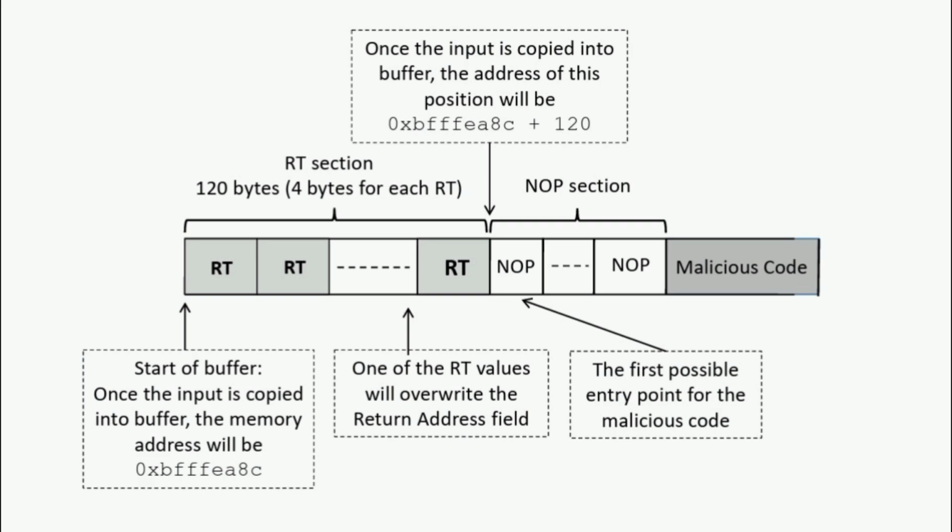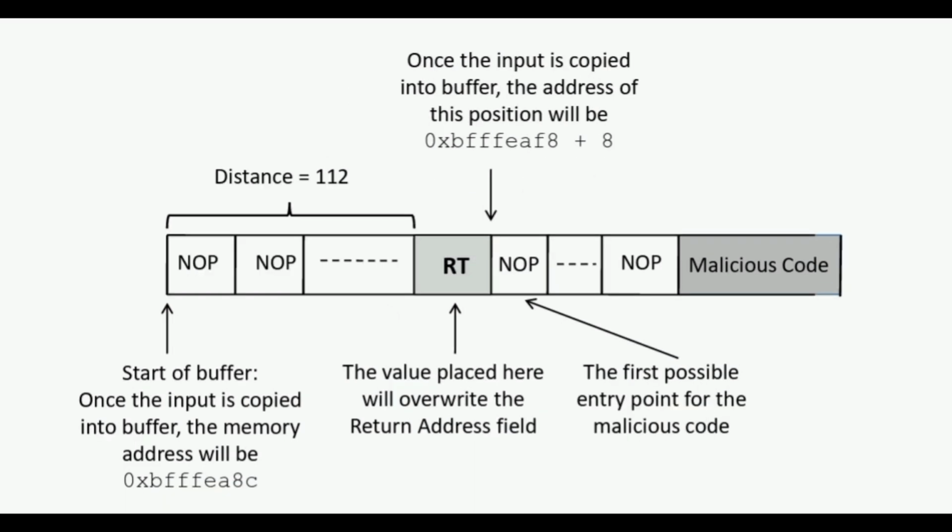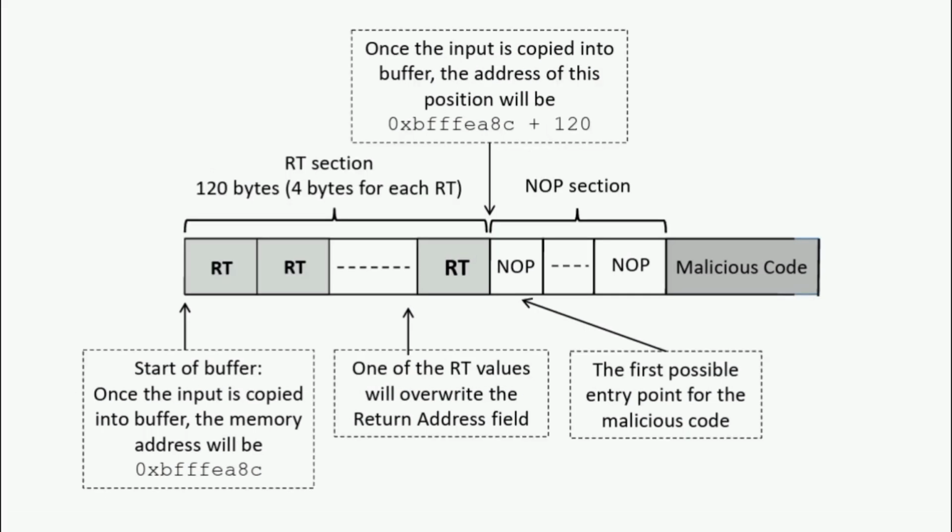This image represents spraying the buffer with return addresses. In this, instead of a single return address, the attacker sprays multiple return values across the buffer. Each return value points somewhere into the no operation sled, increasing the chance of hitting the payload. The attacker distributes return values and no operation sleds to maximize the reliability of execution. This method is used in return to no operation sled attacks.